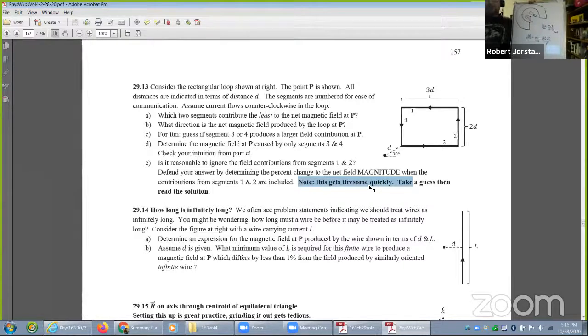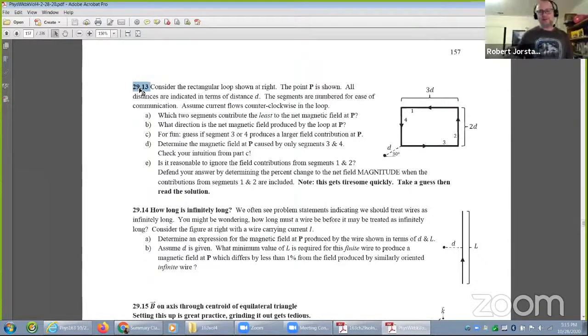But this actually relates to those of you who did the straight wire coding, then compared it to the lab. So for questions 19.13 and 19.14, you might be wondering how long is infinitely long? It turns out it's longer than you think. A half meter is not very long compared to 0.1 meters, so you might need to be at least a full 10 times away.